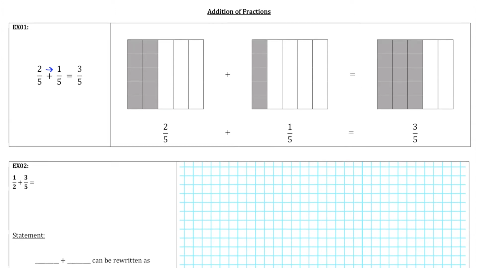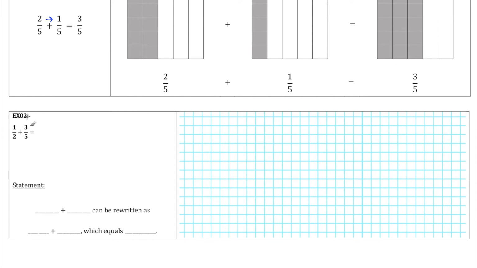Pretty easy. But what happens in example 2, where it says 1/2 plus 3/5? The denominators are different. So what do we do? In order to add fractions, we must have a common denominator. A common denominator. So let's go ahead and try that. A common denominator, a common multiple of 2 and 5, of halves and fifths.